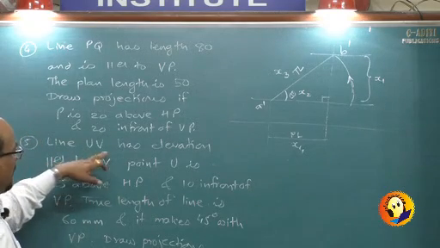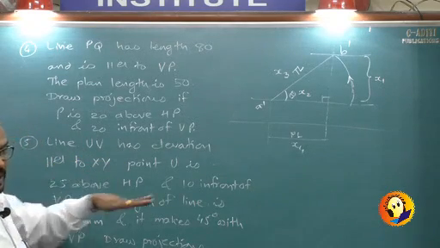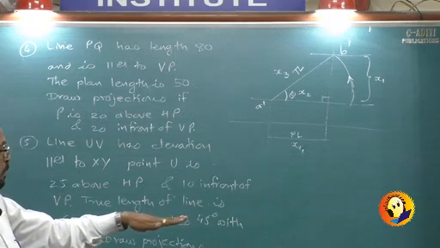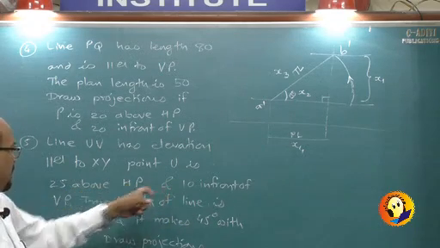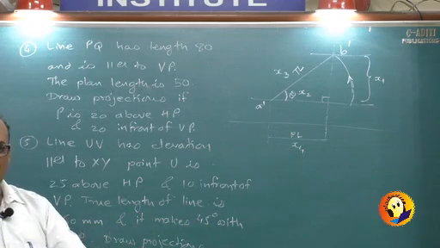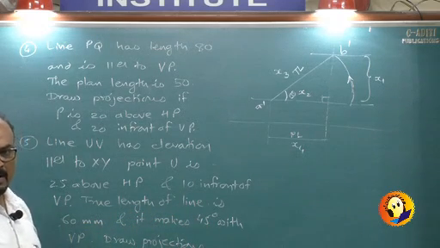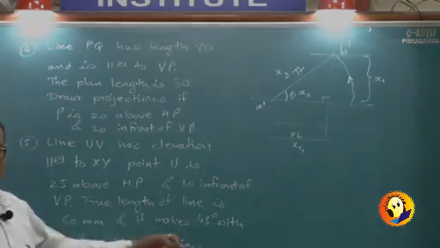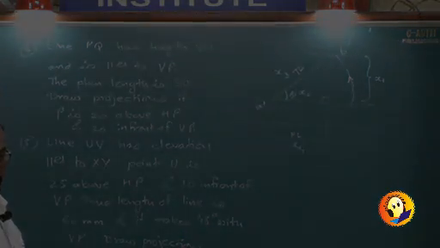Similarly here, line UV has elevation parallel to XY, so line is parallel to HP. Point is given. True length is given as 60, and it is making 45 degrees. So this is a straightforward problem. Here true length and angle are given to us. So the job is simple. Okay? Correct.